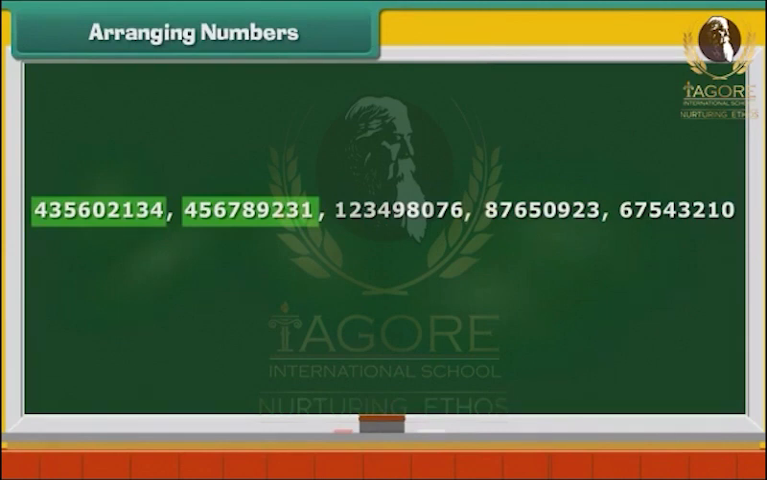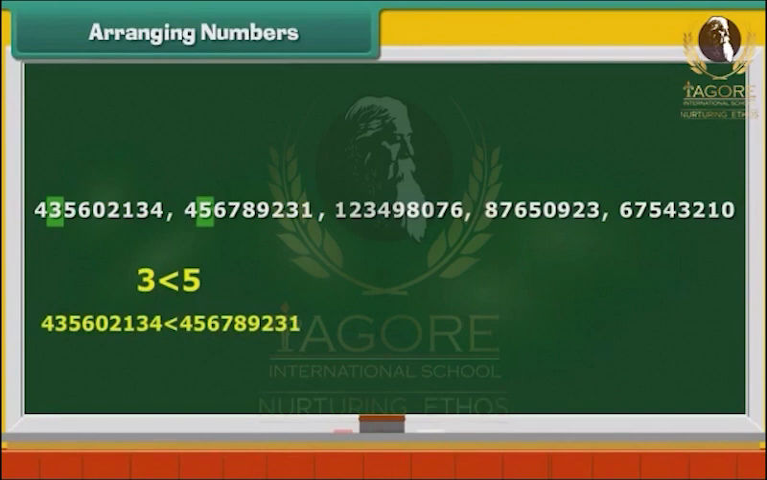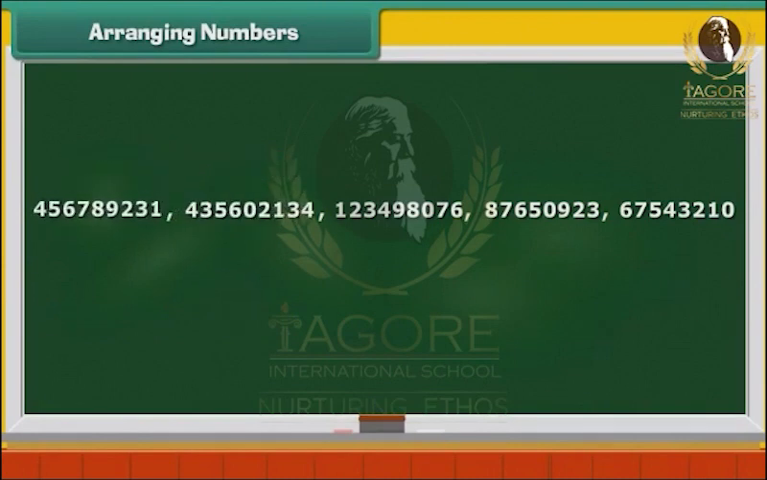435602134 and 456789231. Their first digits are the same. Their second digits are 3 and 5. Since 3 is lesser than 5, therefore 435602134 is lesser than 456789231. Now interchange the numbers. Therefore, the descending order of numbers is this.